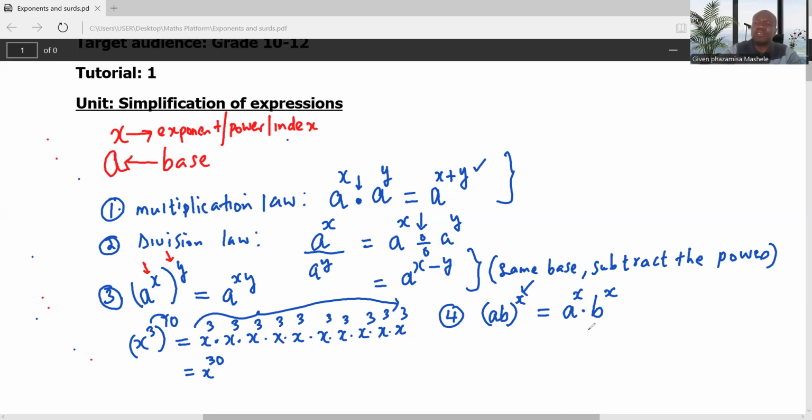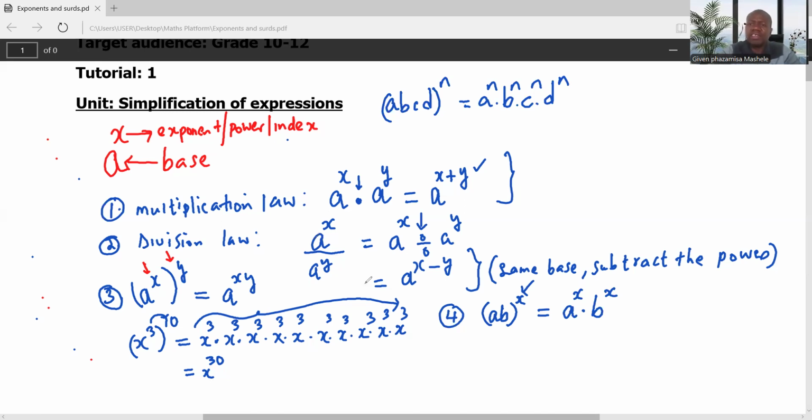Remember, I'm talking about multiple. It does not matter. It can be A, B, C, D, as long as they're raised to the power of n. So this is the same as A to the power of n, B to the power of n, C to the power of n, D to the power of n. This is according to law number 4.